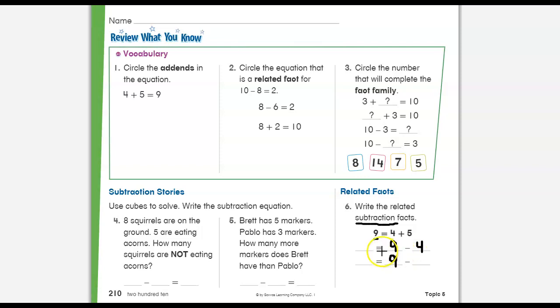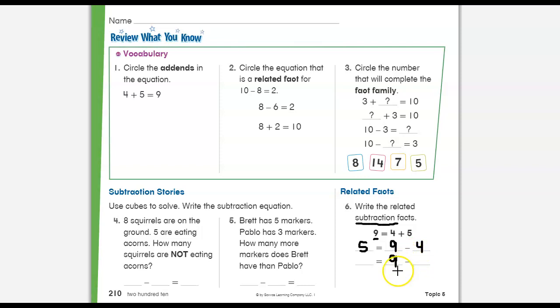9 minus 4 is equal to 5. So we're just writing this equation a little bit out of order. But look when we read it. It says 5 equals 9 minus 4, which we know is true.